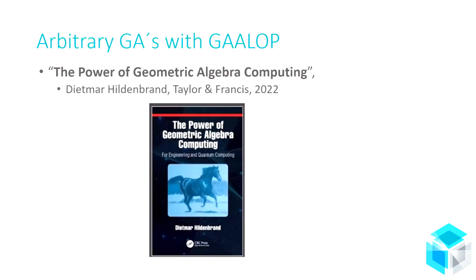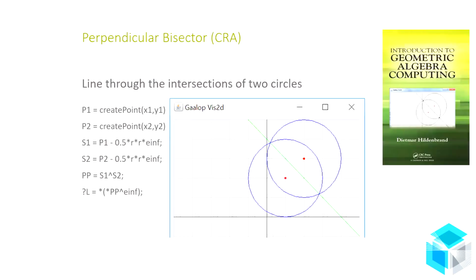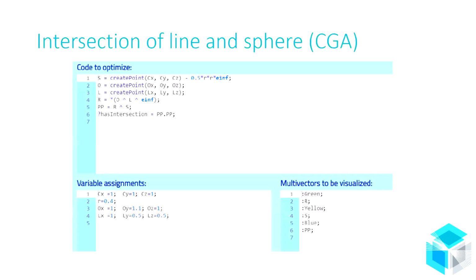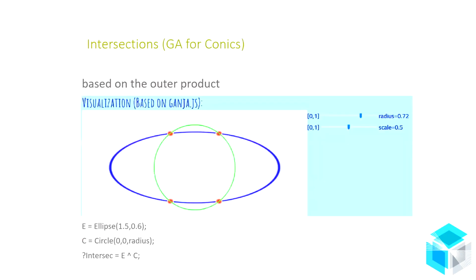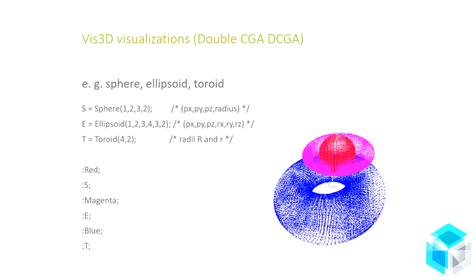Okay, only to mention it, with this tool, it is also possible to deal with compass ruler algebra, which is a 2D version of conformal geometric algebra. For instance, in this case, we generate optimized Python code, or for the GA for conics, it is very easy to compute the intersection of an ellipse and a circle. This is how we can deal with a double conformal geometric algebra. Here we have a torus, ellipsoid, and a sphere, can visualize, can intersect, can reflect, transform, whatever.